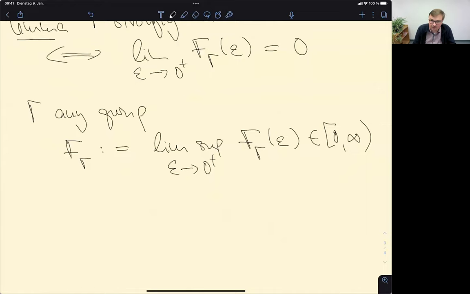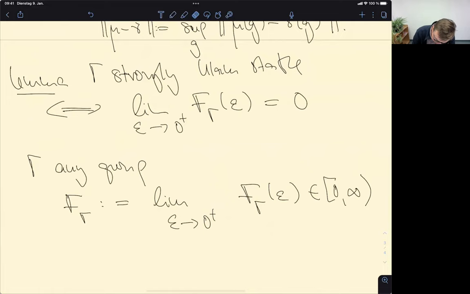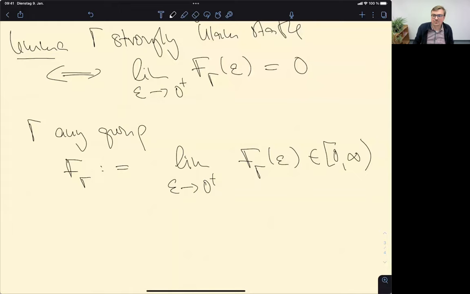For example, yes. Sorry, it's just the limit, right? It's not a limsup. Yeah, exactly. If I formulate it this way, it's actually a limit because this is a decreasing function. Yeah, it's actually a limit. You're right, thanks. All right. So what do we know?